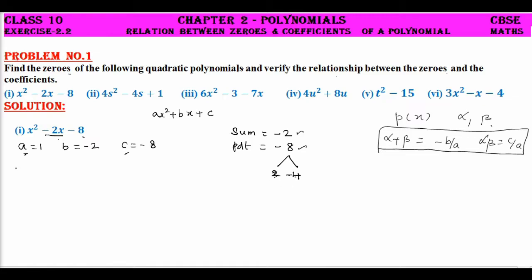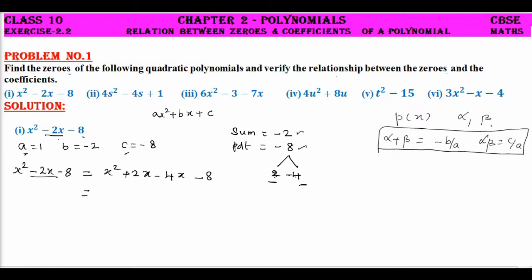Now the next step is to split the middle term. Here the middle term is minus 2x. Let me split it as 2x minus 4x. So it's x square plus 2x minus 4x minus 8. The first and the last term remain the same. The middle term alone I have split as 2x minus 4x.